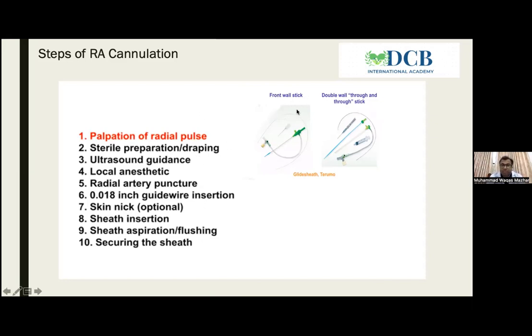There are two ways to puncture the radial artery. First is front wall stick. You just push the needle up to the front wall of the radial artery, get the blood, and then you move further. The second is double wall, through-and-through stick. You can push the needle inside, puncturing the radial artery through and through, the anterior wall and the posterior wall, and then pull back the needle. On pulling back, there is blood coming out, and at the same time you can push the wire inside.